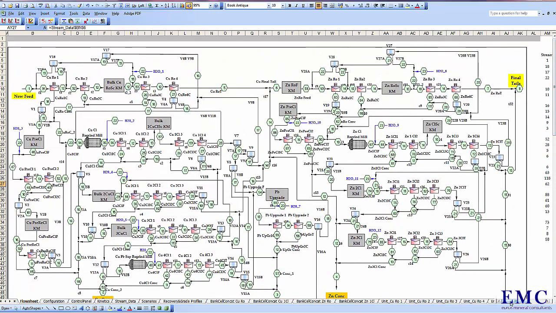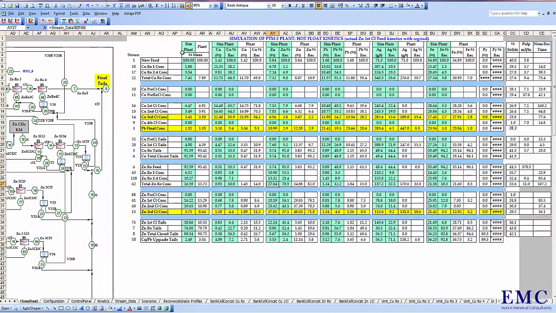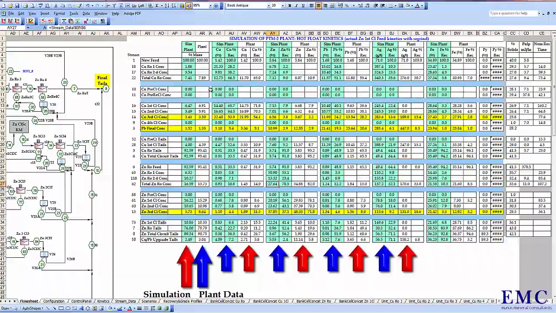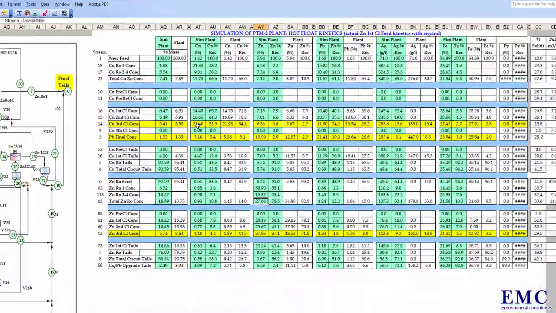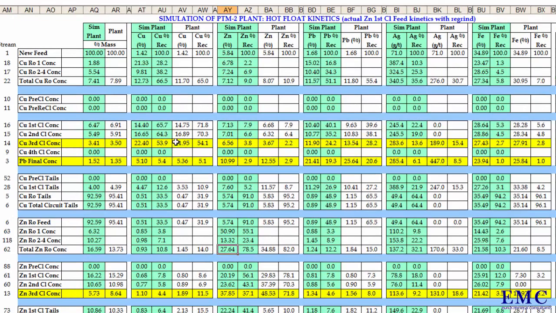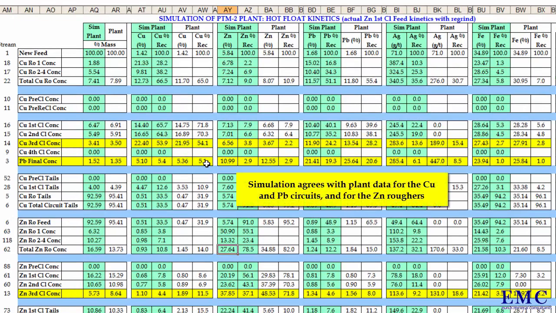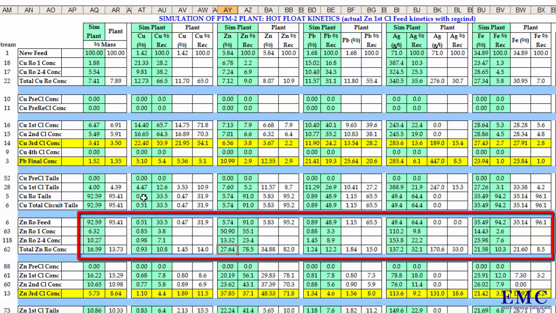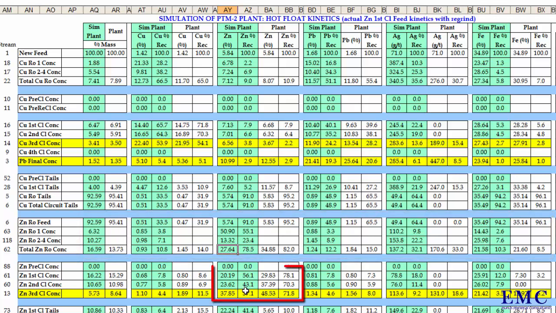What I've done to make it easier, I've made this into a summary table here. So you have the simulation and the plant data. You can see, as far as the copper circuit is concerned and the lead concentrate, that the simulation produces pretty much what the plant also does. In the zinc circuit, up until the rougher concentrate, this is also a good agreement between the simulation and the plant. However, you will find in the zinc final concentrate, you see the plant has a recovery of 71.88% at 48.3% zinc, and the simulation is much lower.